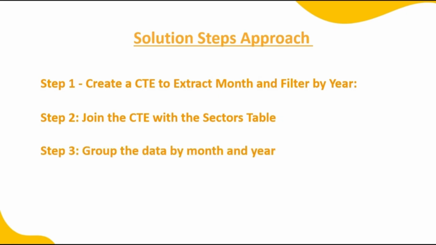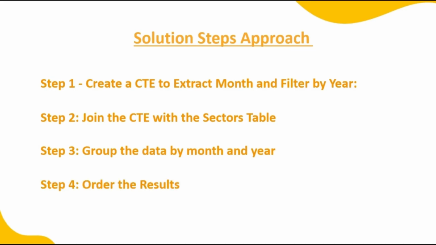Now in step 3, we group the data by month and sector. After joining the tables in step 2, we need to group the data by month and sector. This is necessary to calculate the average revenue at the sector level for each month, since we want to calculate the average revenue for the combination of sector and month. So in this step, we perform the group by.